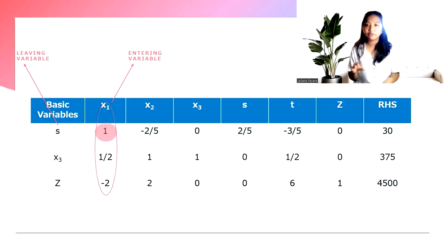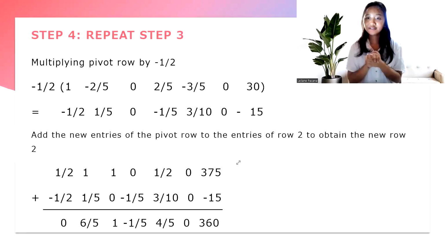So 1 half, we have 1 half. To make it 0, we have to add, of course, negative 1 half. So now we have to multiply negative 1 half to our pivot row. Negative 1 half times 1, that's negative 1 half. Negative 1 half times negative 2 over 5, that is positive 1 over 5. Negative 1 half times 0, that's 0. Negative 1 half times 2 over 5, that is negative 1 over 5. Negative 1 half times negative 3 over 5, that is positive 3 over 10. Negative 1 half times 0, we have 0. Negative 1 half times 30, that is negative 15.